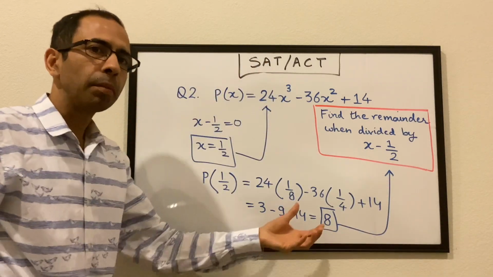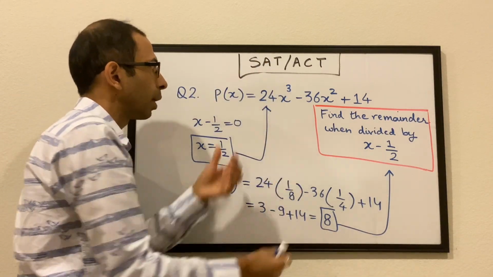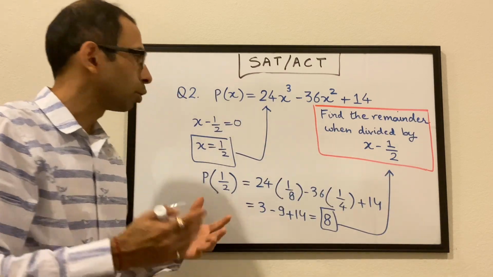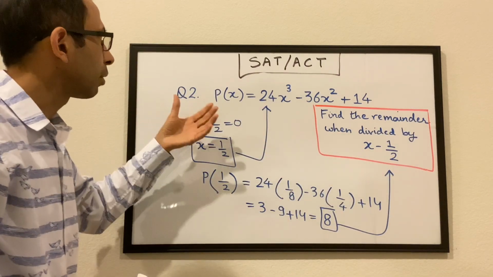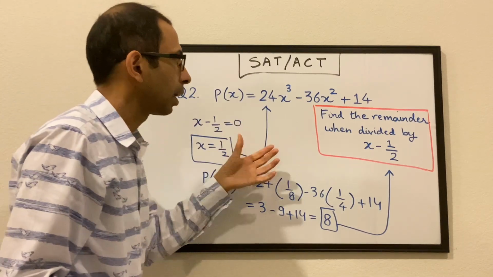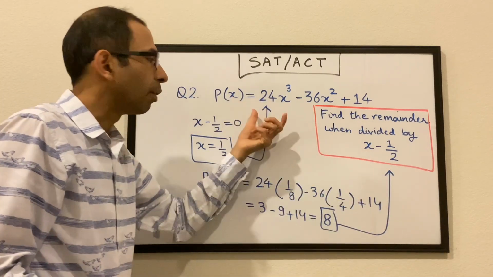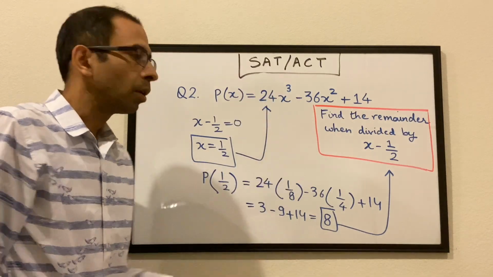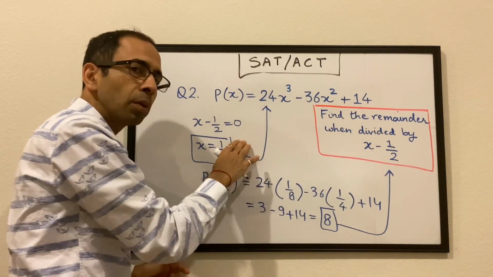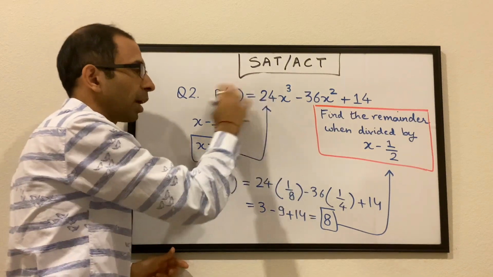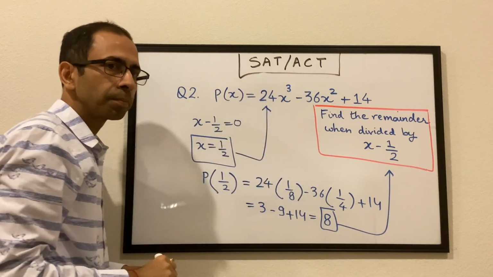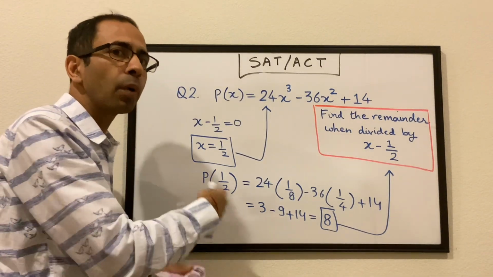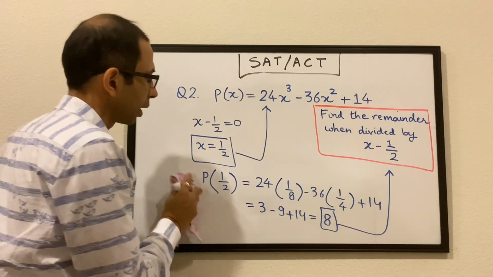So 8 will be the remainder when we divide this function p(x) by x minus half. Okay, just to reiterate, what we are saying here is that whenever we are dividing a polynomial by any other binomial, the remainder would be nothing but equal to the value when we put this divisor equal to 0, get the value of that x, and find the value of that function at that x. Okay, let's get behind the scenes to understand why this is happening or what we are essentially trying to do.